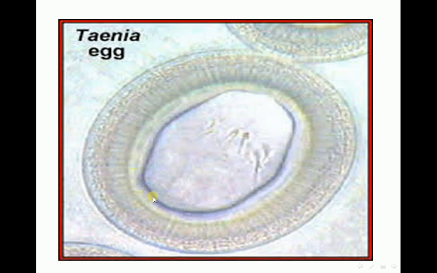Egg of Taenia solium and Taenia saginata, the same structure: outer membrane and embryophore, which enclose the hexacanth embryo.